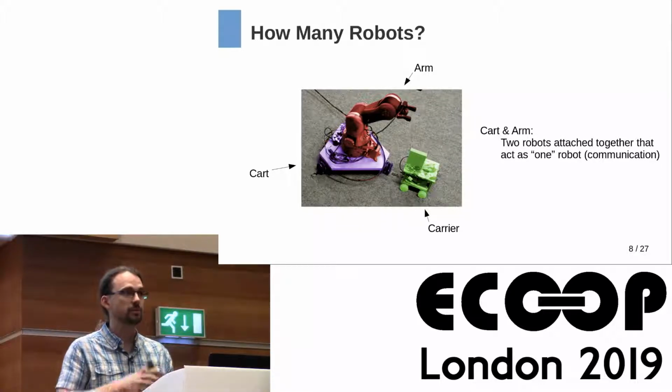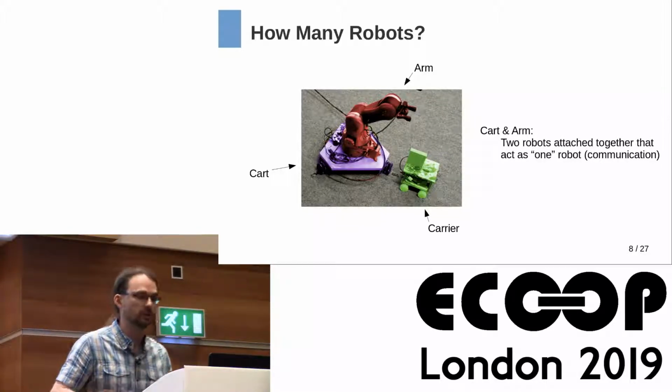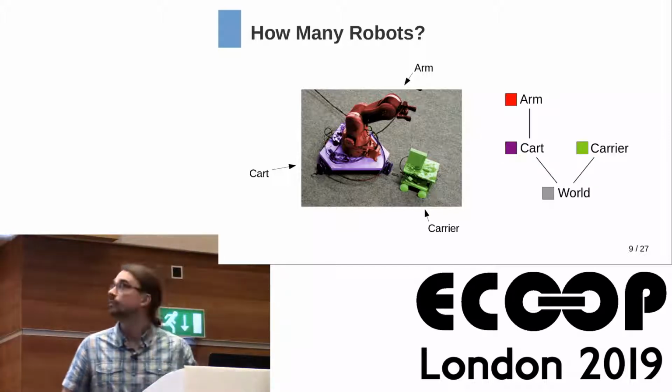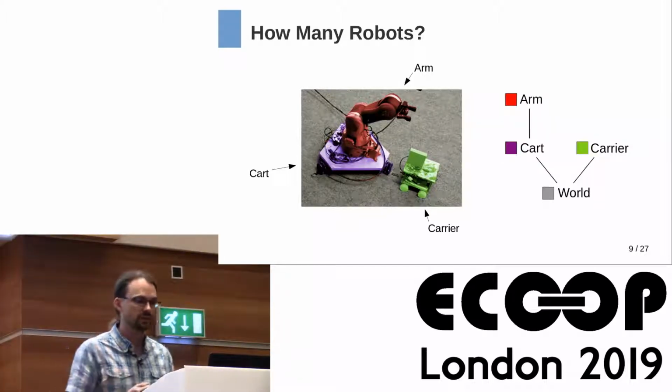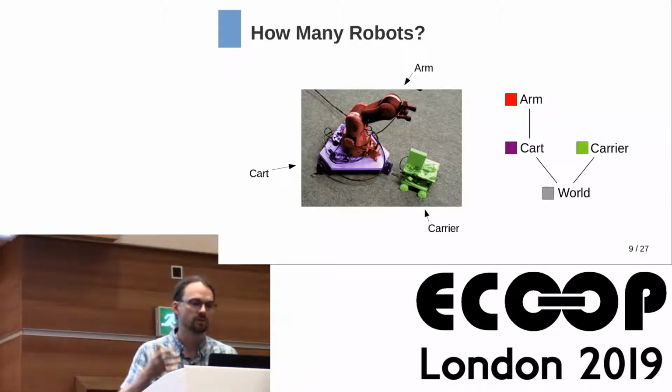Sometimes this is a logical separation of hardware while still having very strong physical coupling. And in some sense, we can think of this world where these two robots are moving around, and the world from the perspective of the arm is given by the position of the cart.